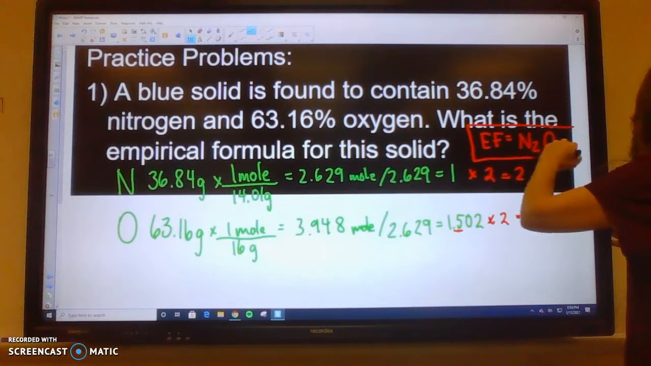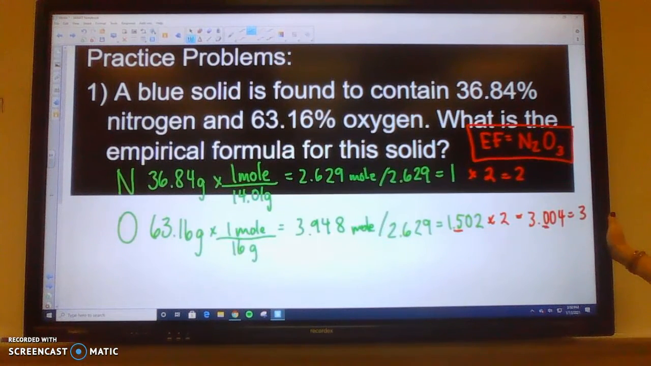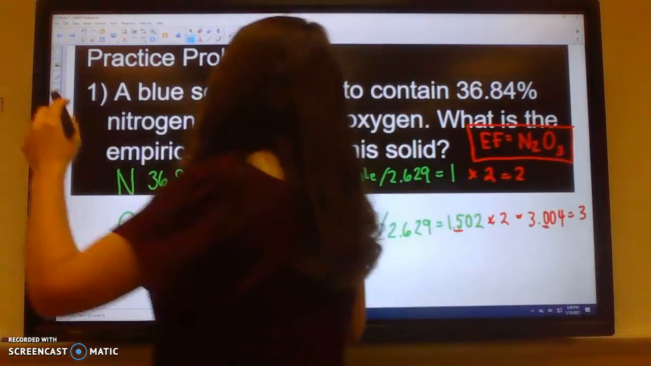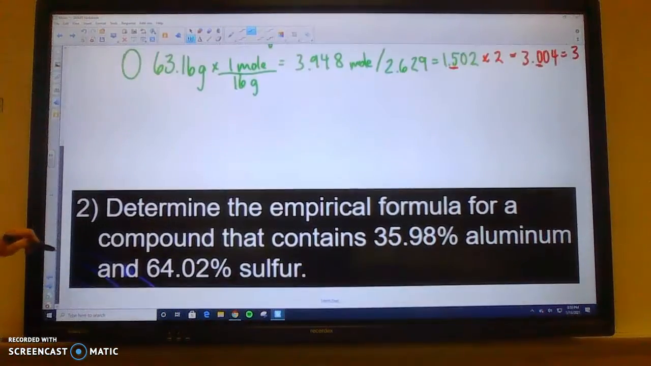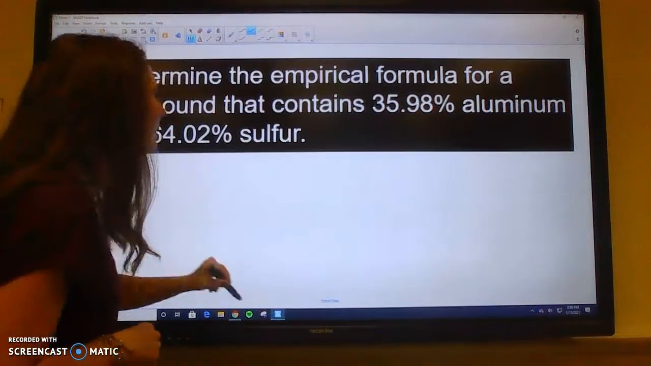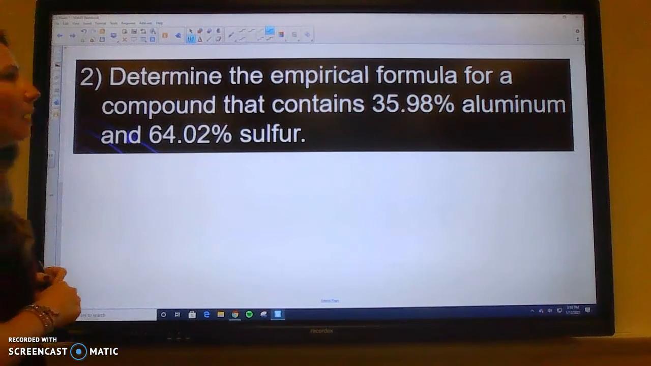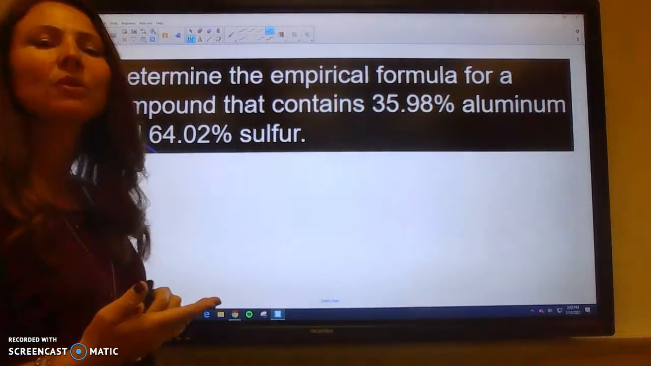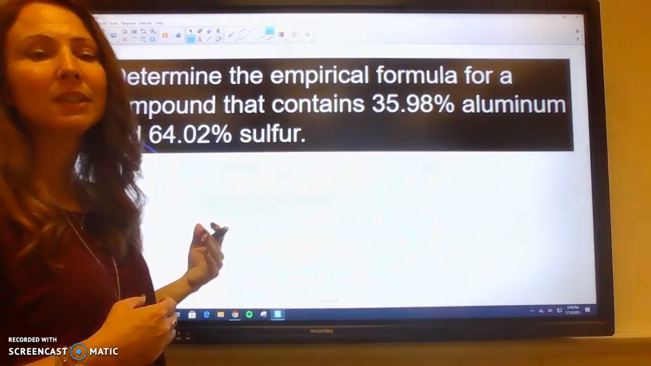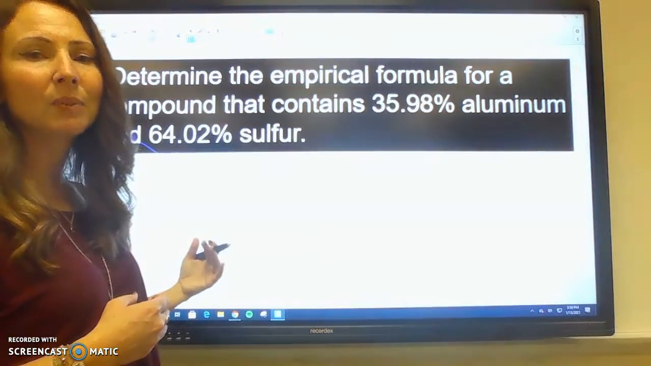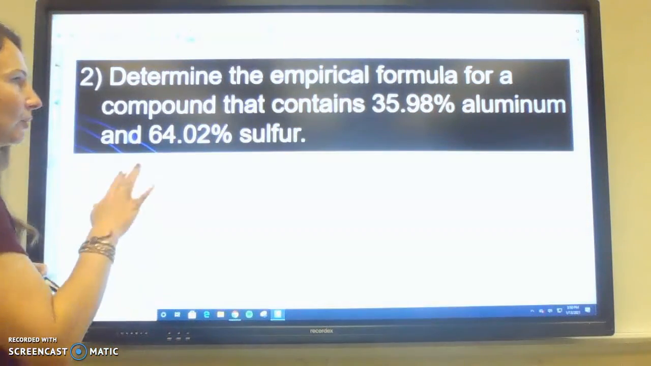Okay? And that's how we do it. I'm going to do one more example just to make sure that you guys have this down pretty solid. Okay, so here's the last example. Sometimes you have more than 2 elements in a formula, but for these examples, just to make it short and sweet, these only have 2 different elements.